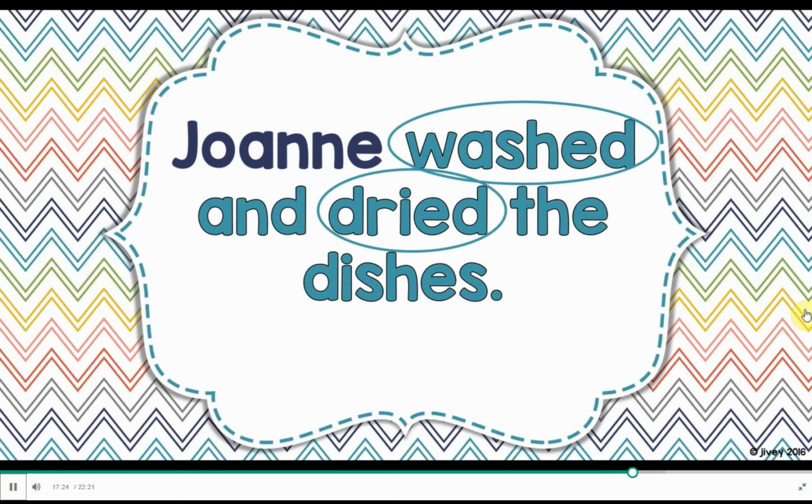We know that Joanne is the subject. She is who the sentence is all about. What did Joanne do? She washed. But she didn't just wash, she also dried the dishes. So washed and dried are our two simple predicates, which actually makes it a compound predicate, washed and dried.